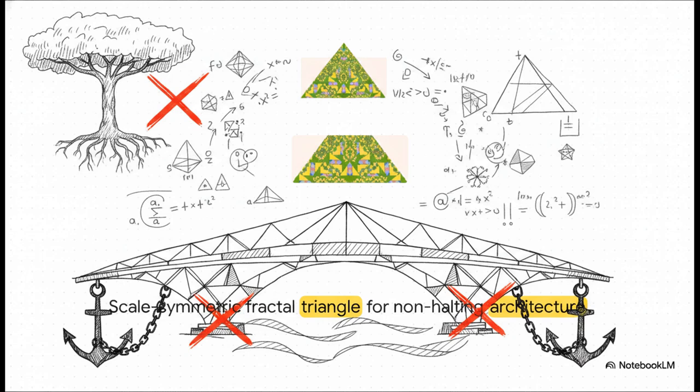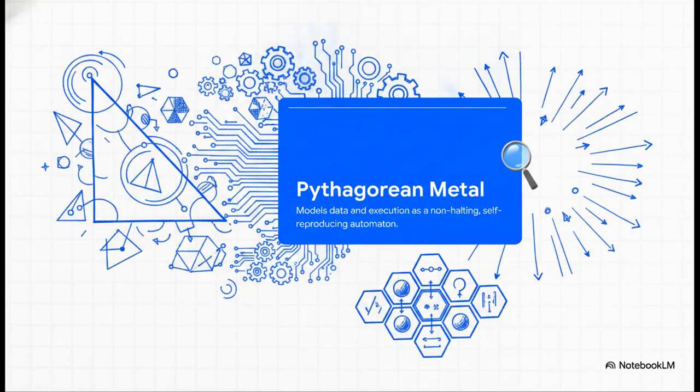So instead, they anchored their system in pure continuous mathematics, which is beautifully represented here by a scale-symmetric fractal triangle used for non-halting architecture. This whole shift brings us to a mathematical framework called Pythagorean metal. What this does is shift the guarantee of consistency entirely away from physical hardware, like a hard drive spinning on a disk, and moves it to pure mathematical derivation.